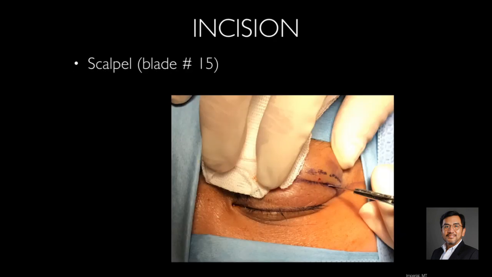There are different ways to make skin incision. The most precise way would still be a scalpel, in this case using blade number 15. It is important to stretch the skin while cutting to prevent the skin from bunching up. The disadvantage of using cold blade is bleeding.